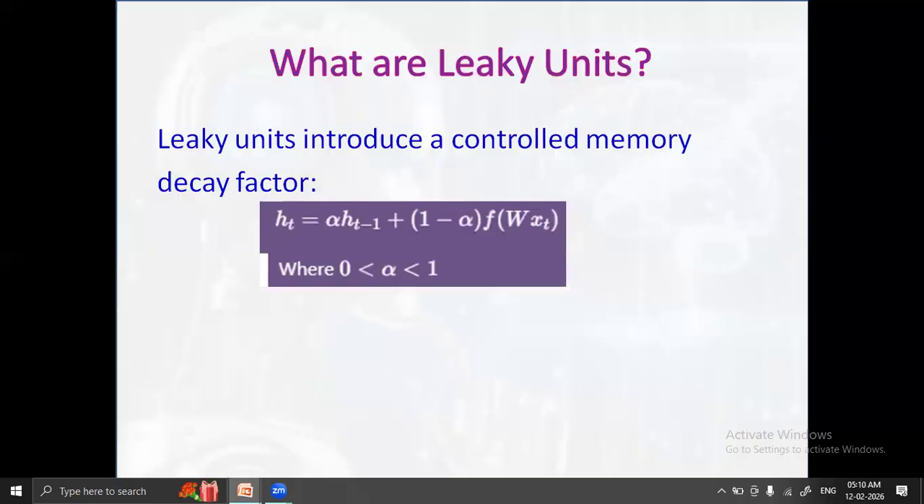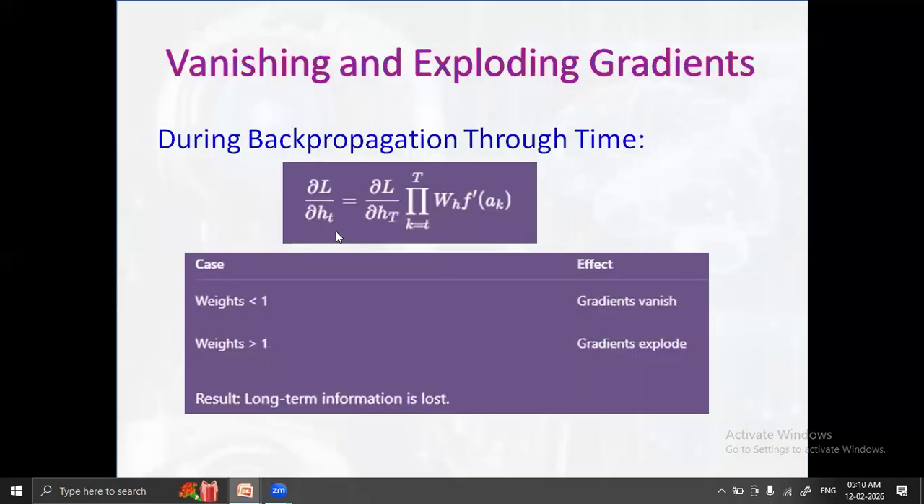Here is the equation: ∂L/∂ht = ∂L/∂hT times the repeated multiplication of Wh f'(ak). Here, if the weight is less than 1, the gradients will vanish. If the weight is greater than 1, the gradients will explode. This means long-term information is lost.